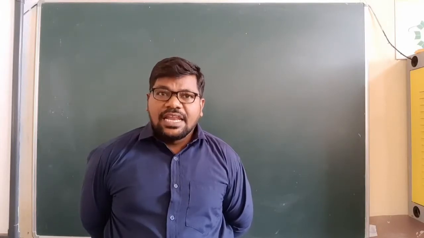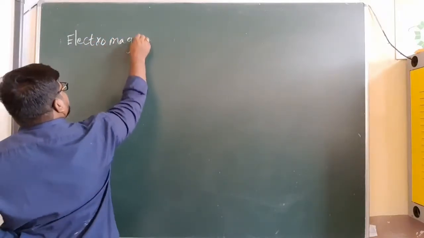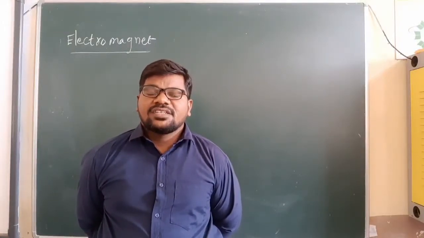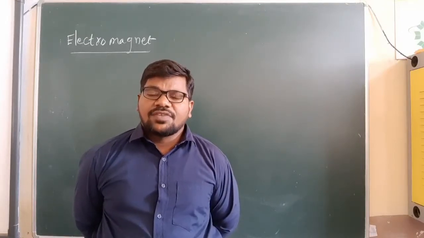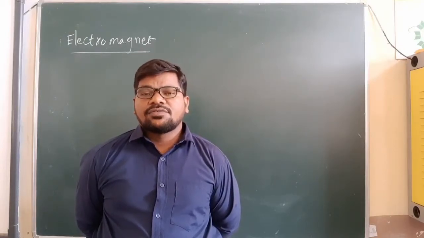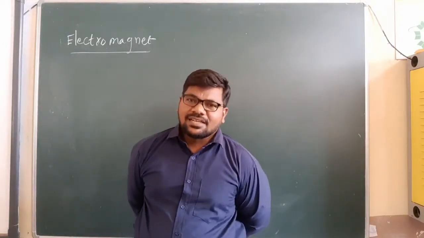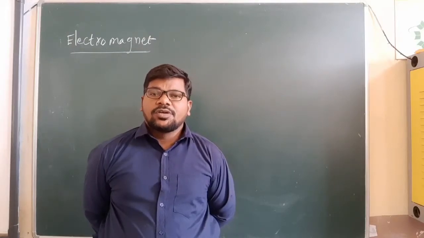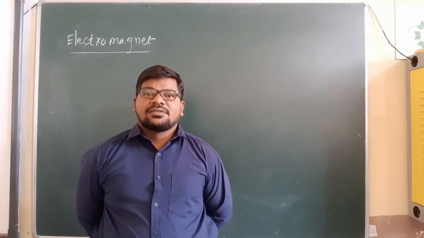Coming to electromagnet, my children. To get a strong magnetic field, we take a soft iron core placed inside the solenoid. An electromagnet is a strong magnet. A strong magnetic field is produced when a soft iron rod is placed inside the solenoid.